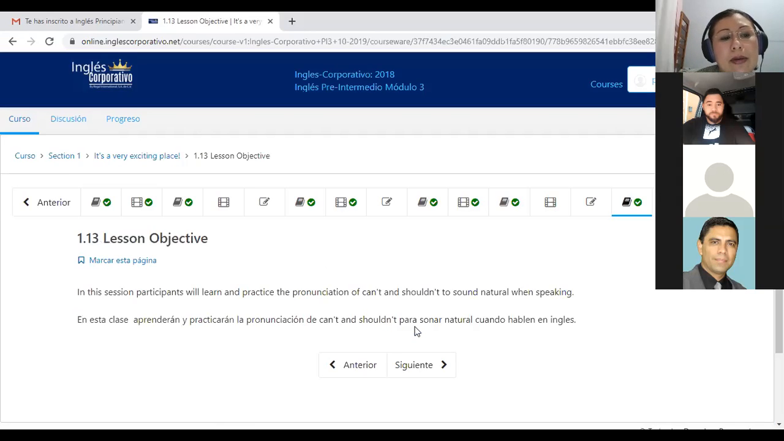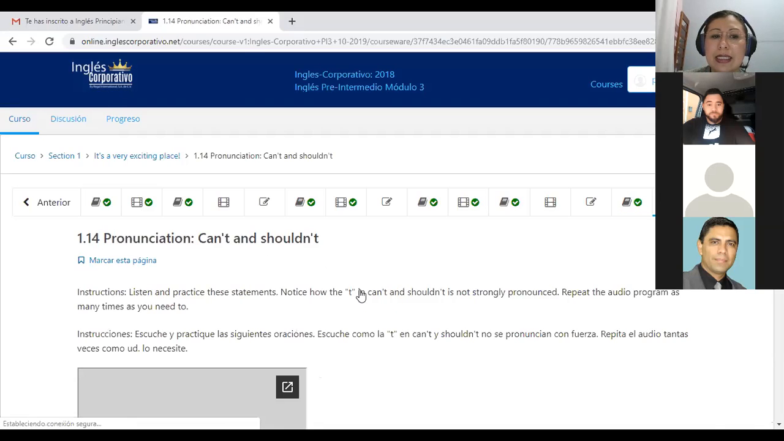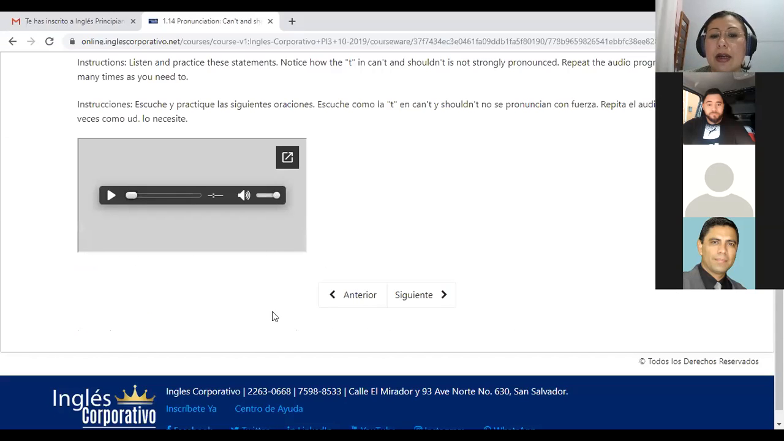Then we are going to cover 1.13. The lesson objective says that in this session, participants will learn and practice the pronunciation of can't and shouldn't to sound natural when speaking. So you will get this with the practice, but I also recommend you to listen to the audios that appear on the platform.